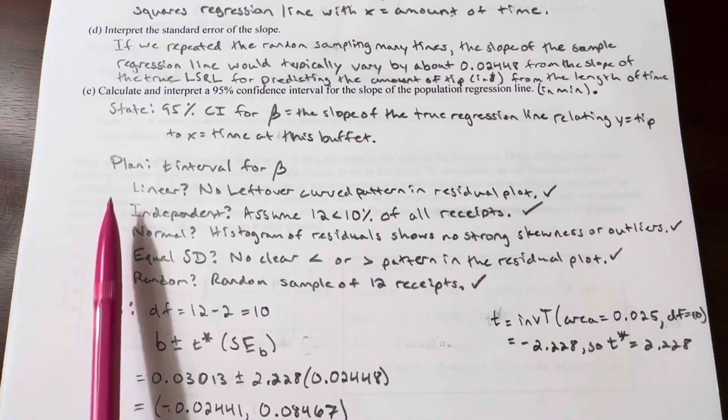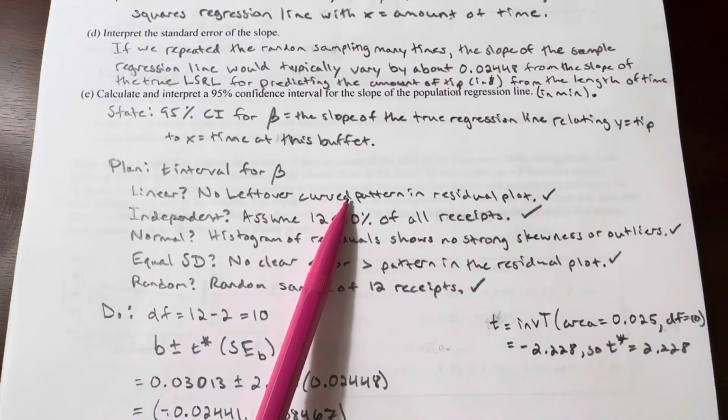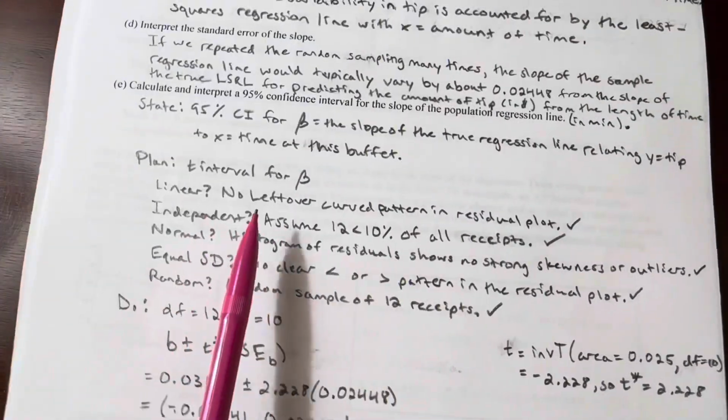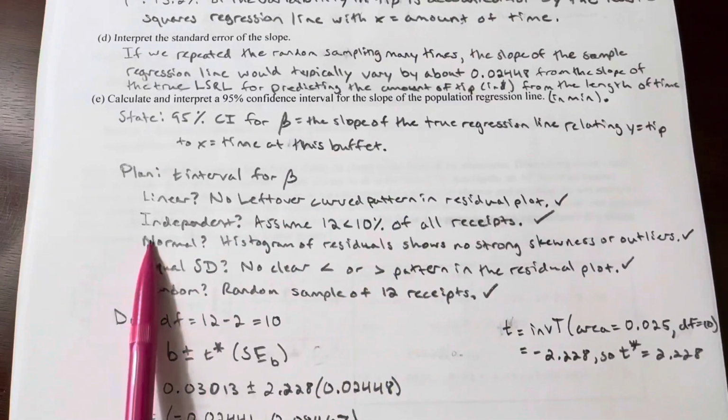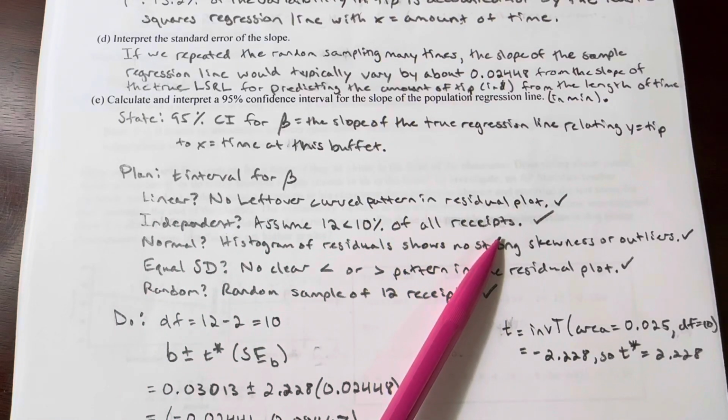Now I need to check my LINER conditions. For linear, there is no leftover curved pattern in the residual plot. We had already looked at this earlier. All right, so it's safe to use a linear relationship for this. For independent, we can assume that 12 is less than 10% of all receipts from this buffet in one night.